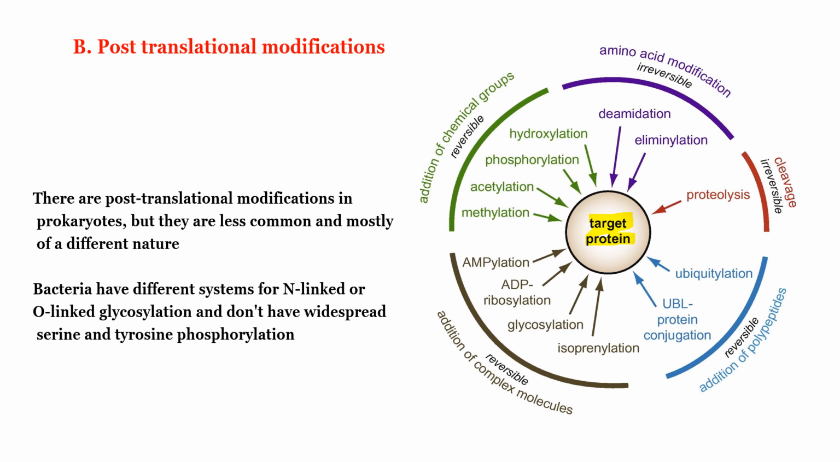Yes, prokaryotes do have post-translational modification, but they are less common and mostly of a different nature. For example, bacteria have different systems for N-linked and O-linked glycosylation, which is a very vital post-translational modification in most of the eukaryotic proteins. And also the bacteria do not have widespread serine and tyrosine phosphorylation, and serine and tyrosine phosphorylation is of vital importance in the eukaryotic proteins.